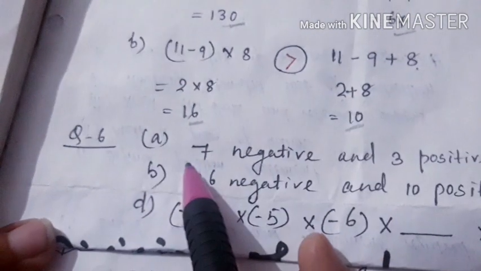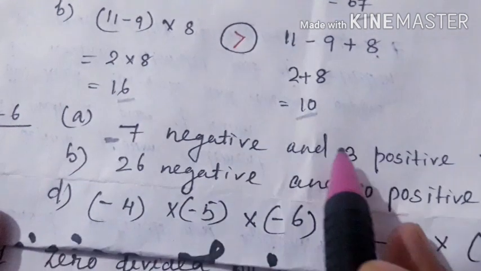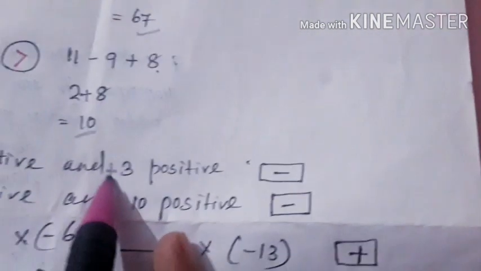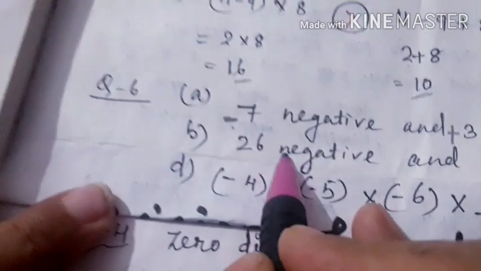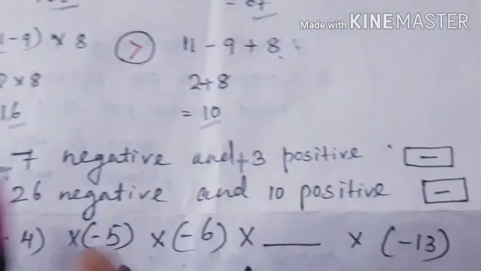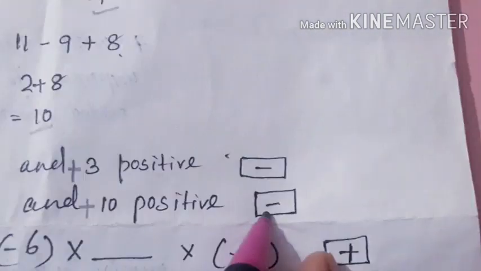Then question number 6. What will be the sign of the product of the following? What will be the sign? 7 negative and 3 positive. It means it will be minus 7 and plus 3. Then what will be the sign of the product? If you multiply, minus into plus. Minus 26 negative and 10 positive. Here negative and 10 positive. Minus into plus is equal to minus.